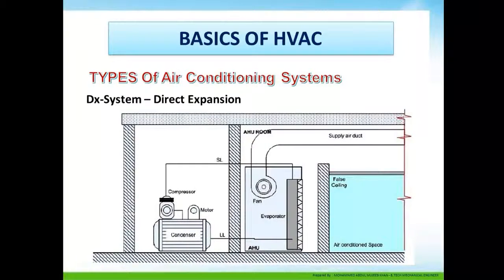A typical example of a direct expansion system, where you can see the compressor, condenser, expansion valve, and the fan, which is known as the blower, is in a closed circuit where the refrigerant itself is the source of cooling.